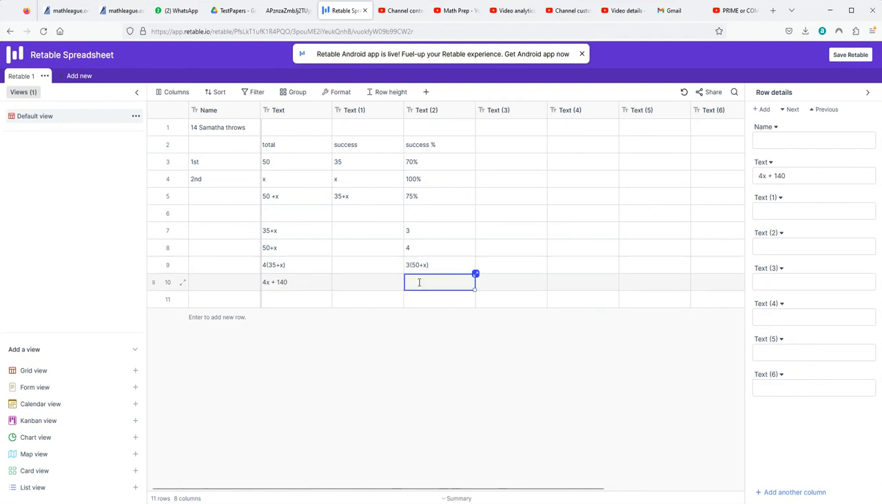3 times x, so 3x plus 150. Okay. And do you know how to solve this? 4x plus 140 is equal to 3x plus 150.